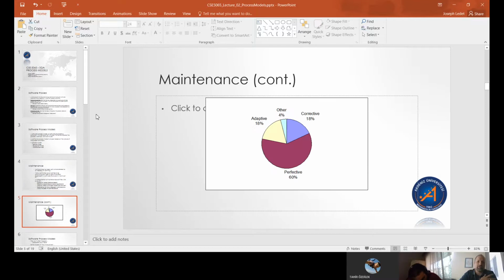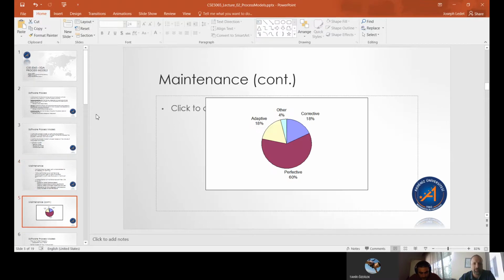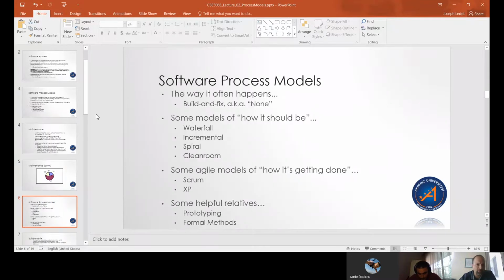So this is a chart of basically the percentages of maintenance tasks, divided up generally. Perfective, the majority of our maintenance is going to be expanding beyond what is already there. So we'll talk through some process models of how they work, and some parts of process models like prototyping.